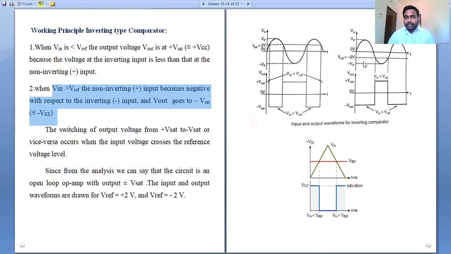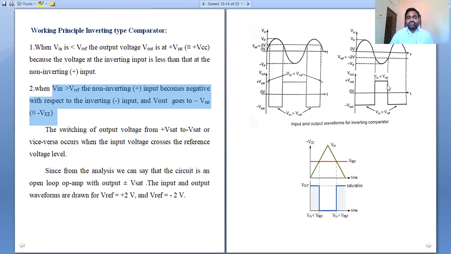The same thing happens with the minus 2 volts reference voltage. In the first condition, we have a positive peak and the input voltage is greater than the reference voltage. That's why here we have the minus Vsat condition. In the second instant, the input voltage is a negative peak and is below the reference point. This dotted line is the reference point. Our input sinusoidal waveform is below the reference point. That's why the input voltage is less than the reference voltage, and here we have the plus Vsat condition.